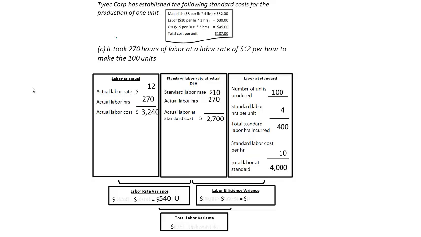So we compare our standard labor rate at actual direct labor hours to our standard labor at standard, and it's going to come out to a variance of $1,300 as a favorable variance. And the total labor variance then is going to net to $760 favorable. Now I'm going to carry this information over to the next slide so it'll be easier to view.